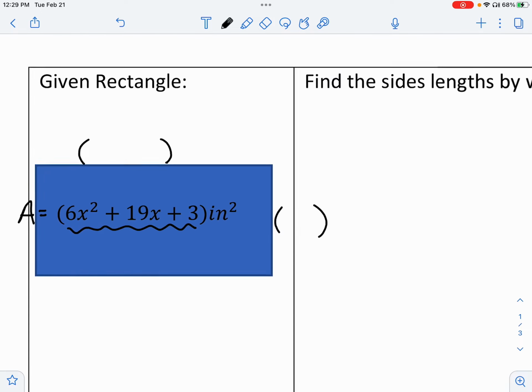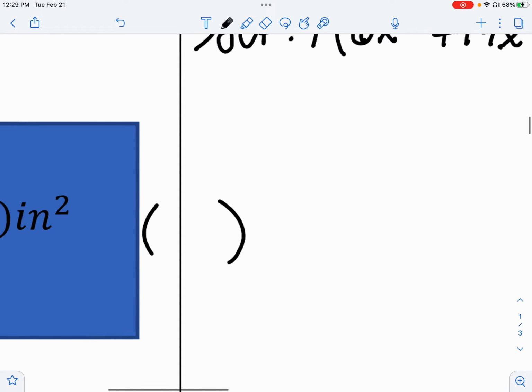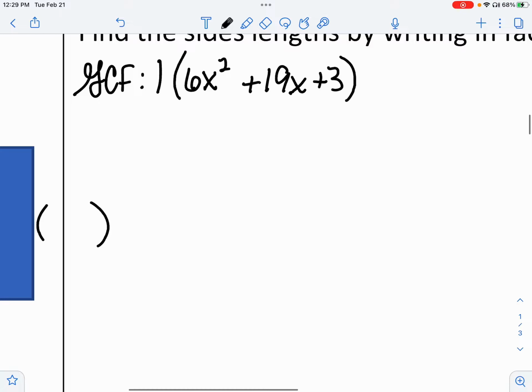So I need to think, I've got to go old school because I've got a squared here. I have a clear-cut ABC. What is my GCF? Well, in this case, nothing goes into 19. 19 is prime. So my GCF is just 1. So that leaves me with 6x squared plus 19x plus 3. Now I have to go through the process that we've learned before. It's time to break this apart.